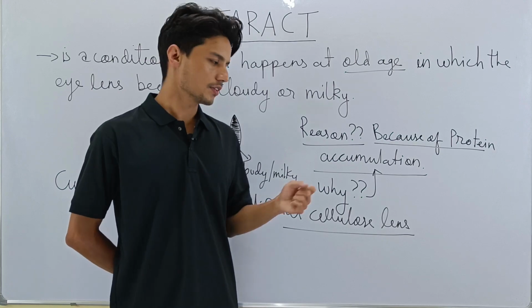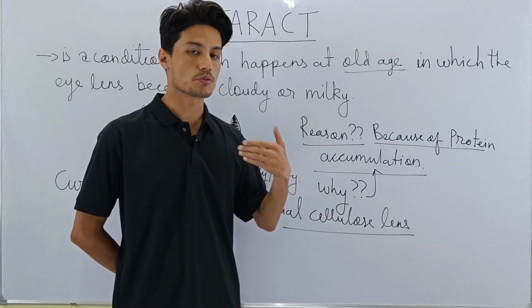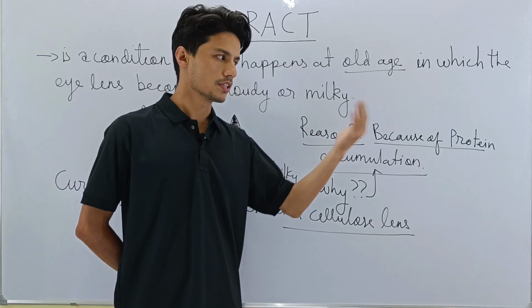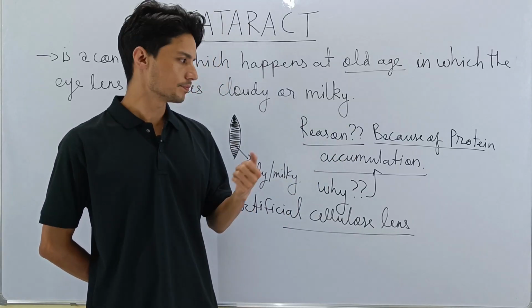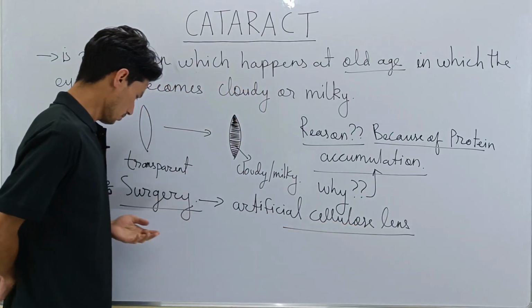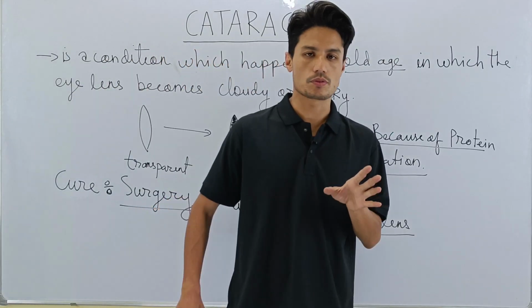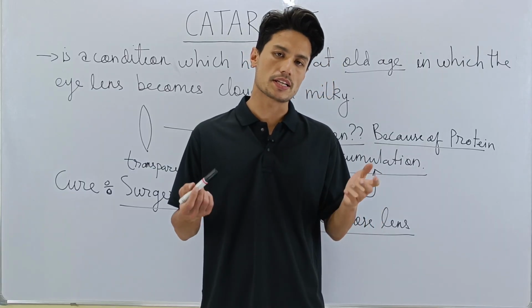But I am told that accumulation will take place again, so it has to be a routine visit to the surgery. So the cure is to go for surgery and then to remove it, which will help you see again.